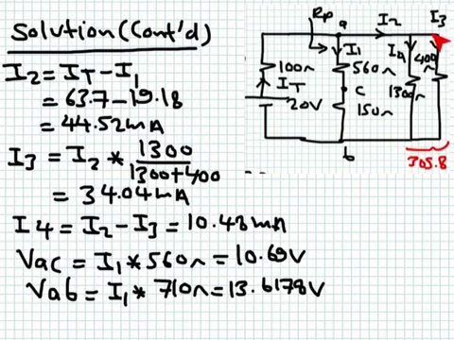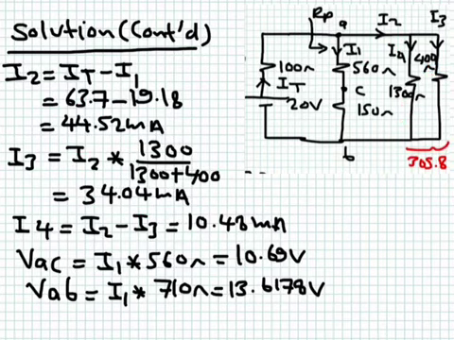So I can get I3. I3 is equal to I2 multiplying 1300 over 1300 plus 400, and this is what I have here. I2 is this amount, which is 44.52 milliampere. You multiply by this ratio, you get that I3 is 34.04 milliampere, and it's expected that the 400 ohm will get most of the I2 current because it's way smaller than the 1300 ohm.